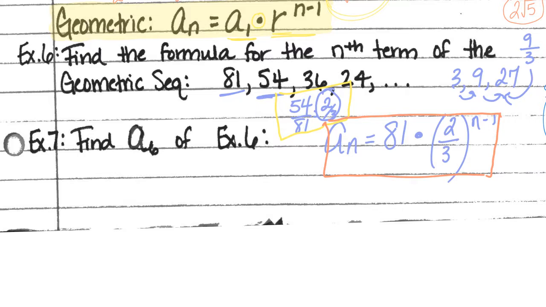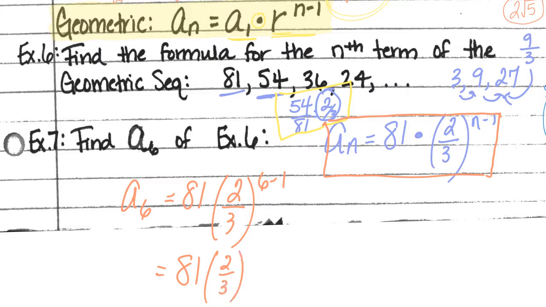So now we have to go ahead and find a sub 6. A sub 6 is equal to 81 times 2 divided by 3 to the 6 minus 1. Now, you are a smart person. I know you probably are just going to throw this in your calculator, as am I, but I know that 6 minus 1 is 5, so 2/3 to the 5th power. Remember, you could put it in your calculator as you see it, using the parentheses just as you see them. So I would do that. But when you do, the answer is 32 divided by 3.